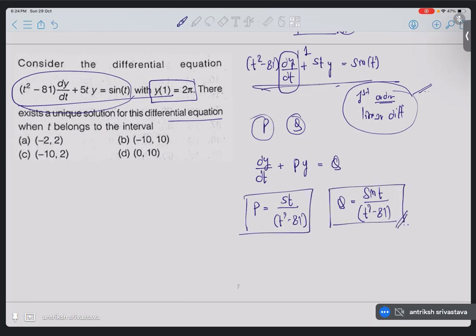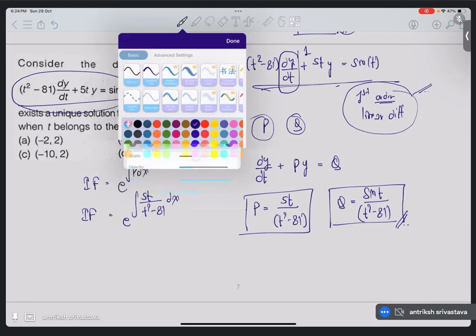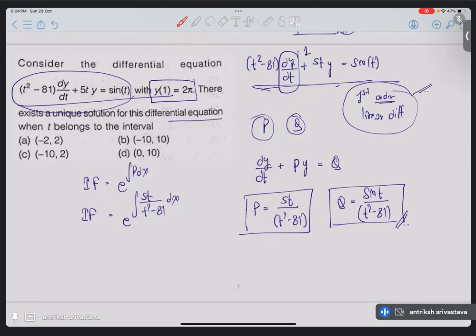Now using this P value, we are going to identify our integrating factor. That is nothing but e to the power integral of P dt. So e to the integral of 5t/(t² − 81) dt. Now here is the good part. Here is another thing to learn if you are facing difficulty in integrating this.